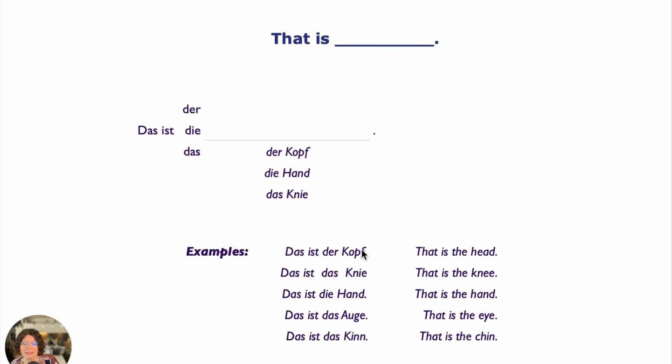So I'll say it, you repeat it after me. Das ist die Hand.